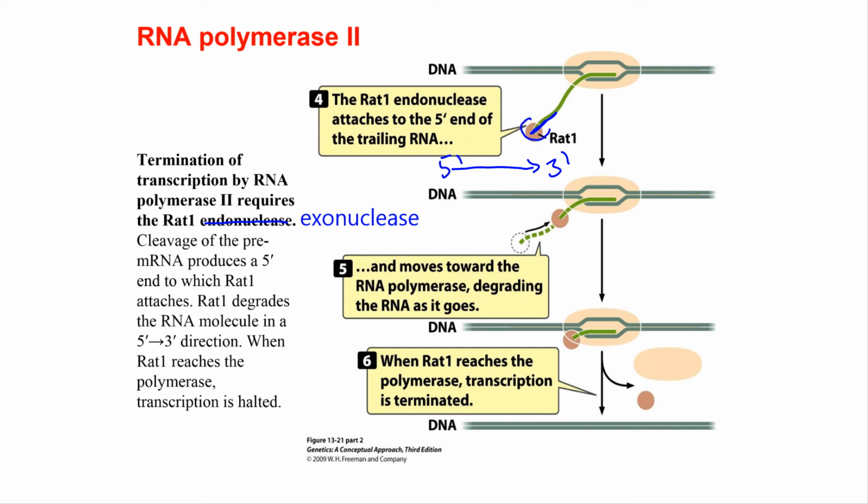This 5' trailing end of RNA is recognized by the RAT1 exonuclease, and as it binds to this trailing 5' end, it starts to digest the RNA. It chews it up until it reaches the transcription apparatus. Once it reaches the transcription apparatus, the transcription is terminated and the transcription apparatus is disassembled, and you will have the pre-mRNA transcribed right here.